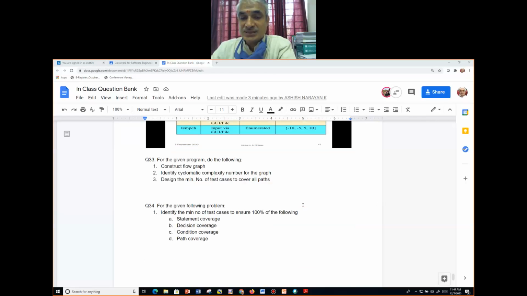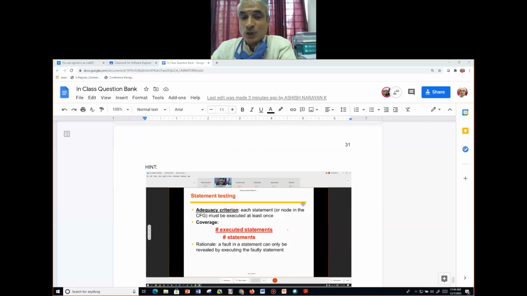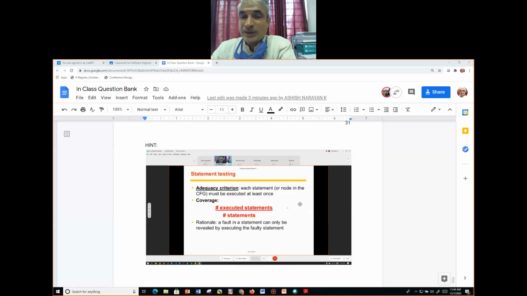Like this, the question banks are being prepared. And when we were talking about coverage, in this case it is statement coverage, and in case of path it is path coverage. The meaning of coverage is the number of executed statements divided by the total number of statements for statement coverage. For a path, it is the number of paths executed divided by the total number of paths available. For condition, it is the number of conditions executed divided by the total number of conditions. So when you have a test case, a possible combination of input, you need to look into what all it covers.